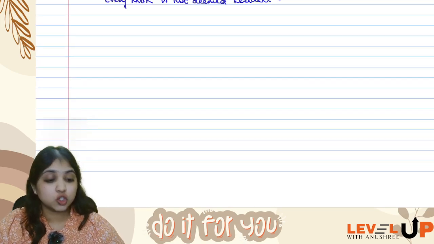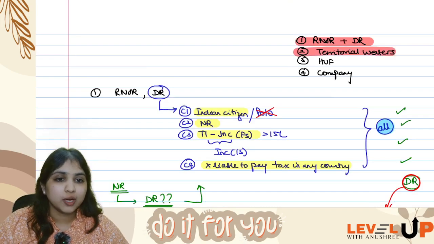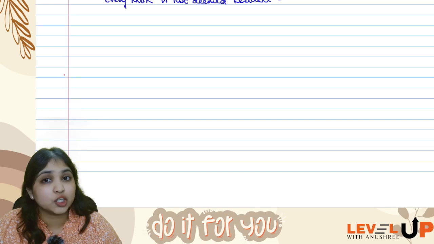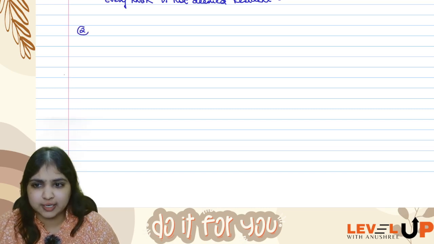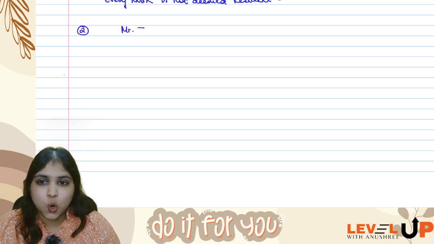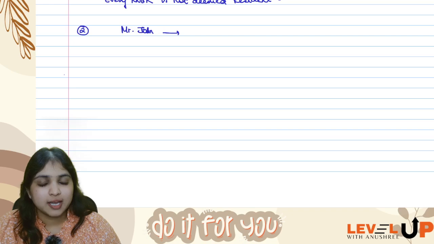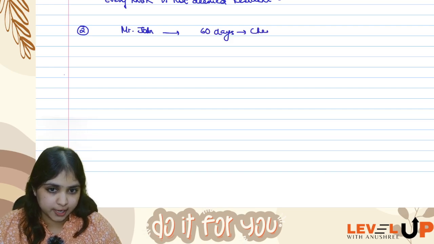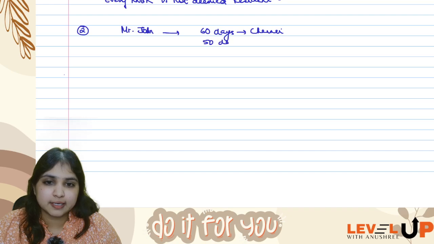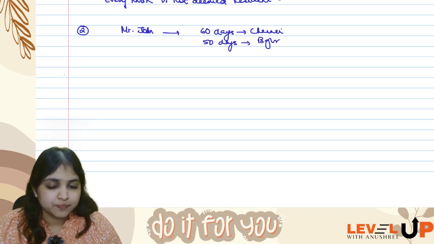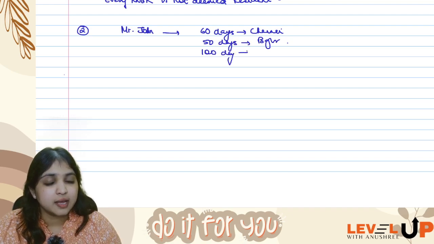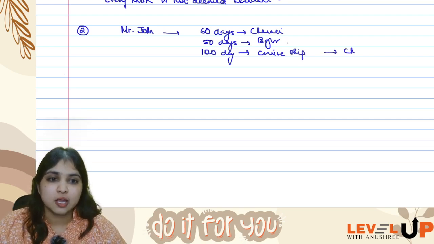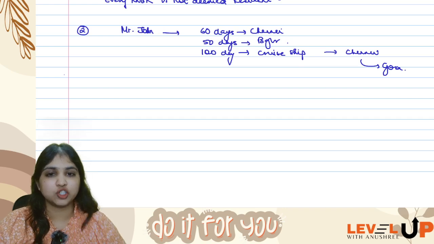Alright, now coming to the second part of my discussion, what happens if an assessee is staying in territorial waters? Let's take a situation, let's say there's an assessee, let's call him Mr. John. Now this Mr. John, he lived in India like this. For 60 days, let us say he lived in Chennai. Then another 50 days, let us say he lived in Bangalore, and another 100 days in the year he was in a cruise ship. Now this cruise ship was going, let's say from Chennai to Goa, and he was on this cruise ship for 100 days.